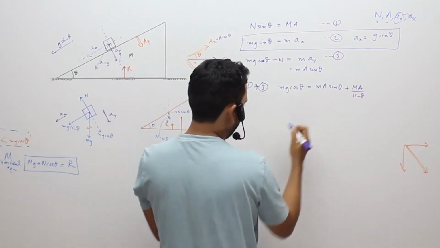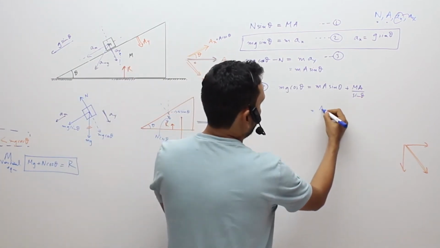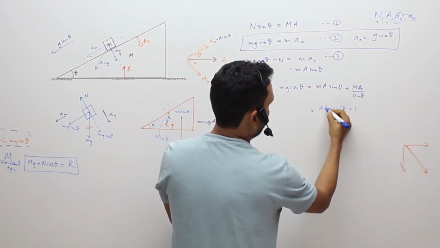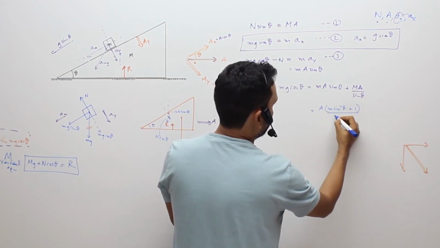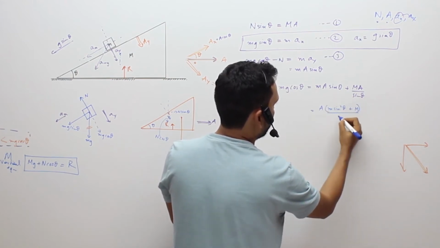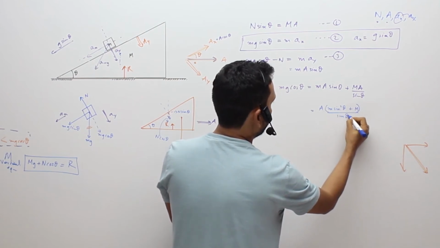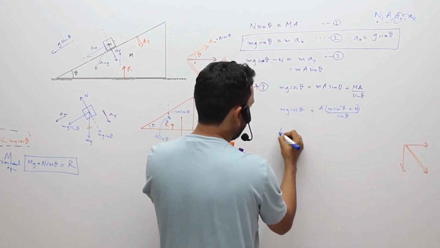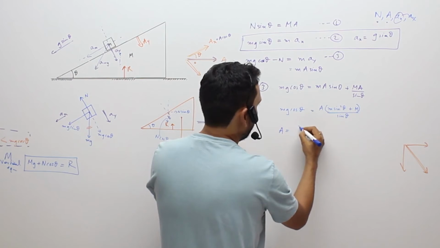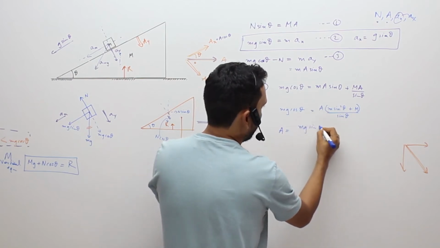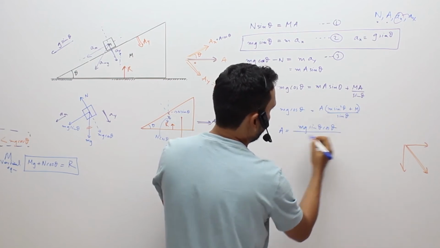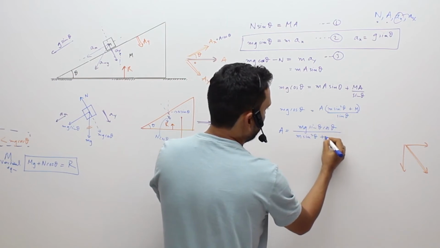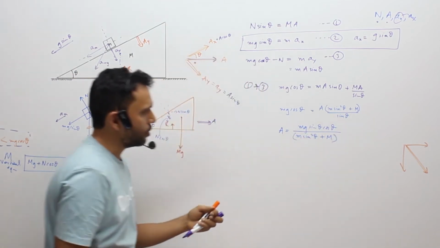So what we are getting over here is a common small m. A times (sin square theta plus 1) by sin theta is equal to mg cos theta. So we have got our A. The A value is mg sin theta cos theta divided by m sin square theta plus m. So that's your acceleration.